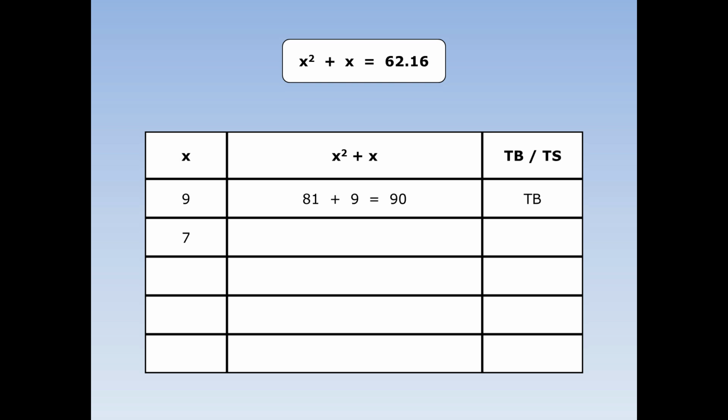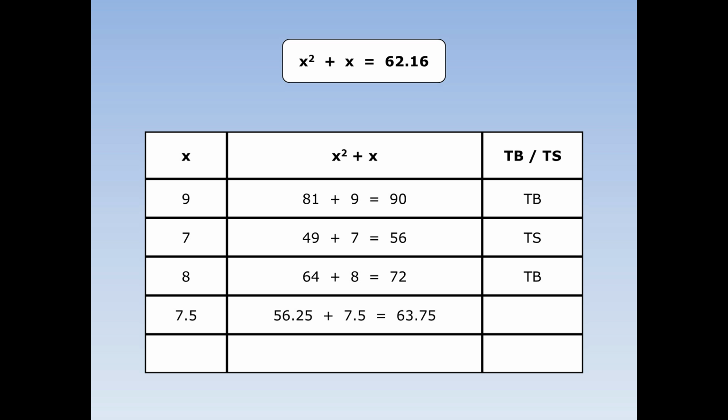Let's try 7. 7 squared is 49, plus 7 again is 56. That's too small. Let's try 8. 8 squared is 64, plus another 8 equals 72. So still too big. Because our 7 was too small and 8 was too big, it's somewhere between those. So let's go for 7.5.